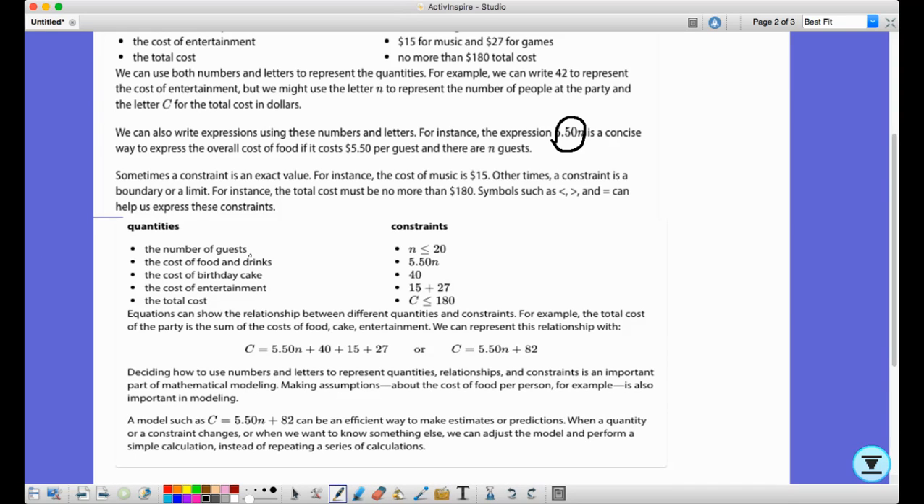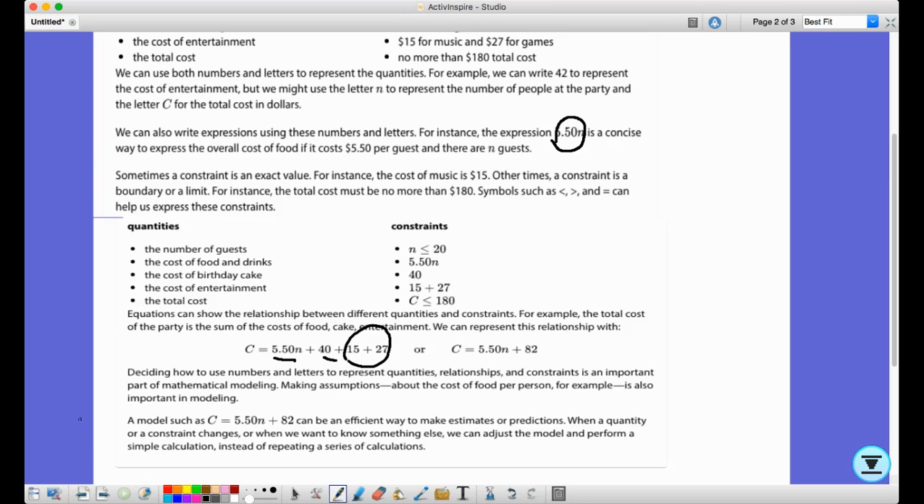Okay? So in this case, N, the number of guests, has to be less than or equal to 20. I know that the cost of food and drinks being $5.50 per person is going to multiply out evenly. Okay? And it doesn't have an inequality. And so on with the rest of these expressions. Equations can also show the relationship between different quantities and constraints. For example, the total cost of the party is the sum of the cost of food, the cake, and the entertainment. Okay, so this is music and games, entertainment. We can represent this relationship using the equation C for total cost is the amount of food plus everything else.